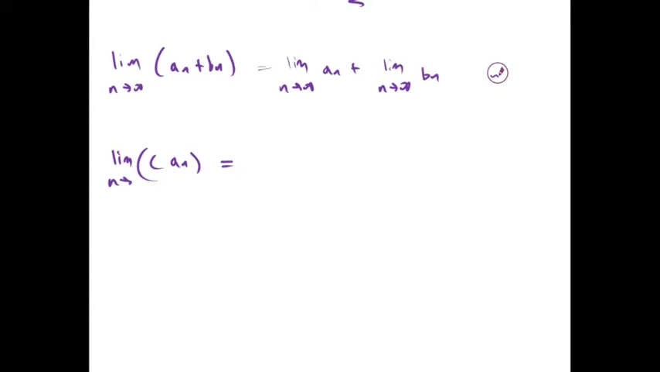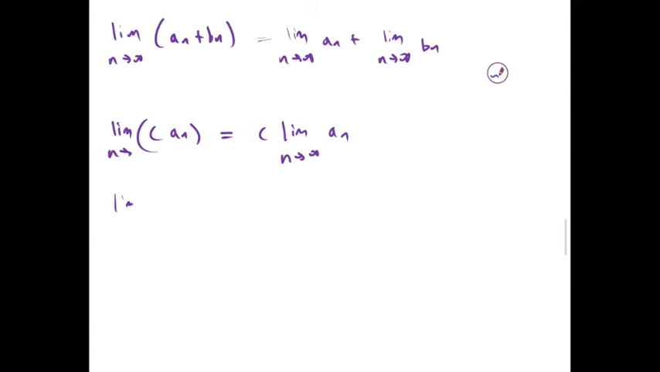So with limits, we have certain rules. Here's the first one. We have the limit as n approaches infinity of a sub n and b sub n added together. We can just take the limits individually and then add those. Same if we have a constant in front of a sequence. Let's say c is a constant, then we can just pull the constant out, evaluate the limit, and multiply it by that constant.